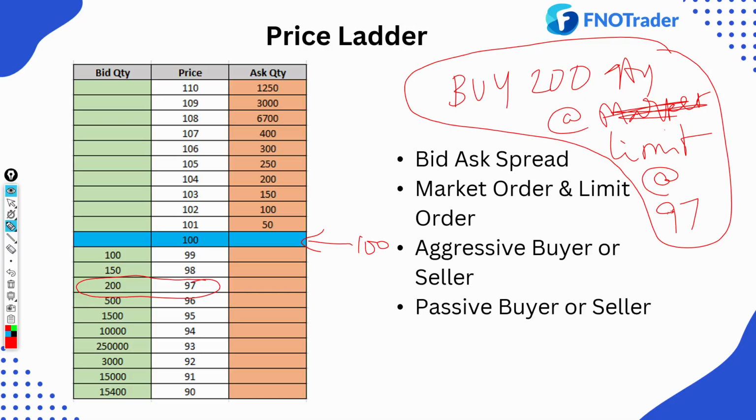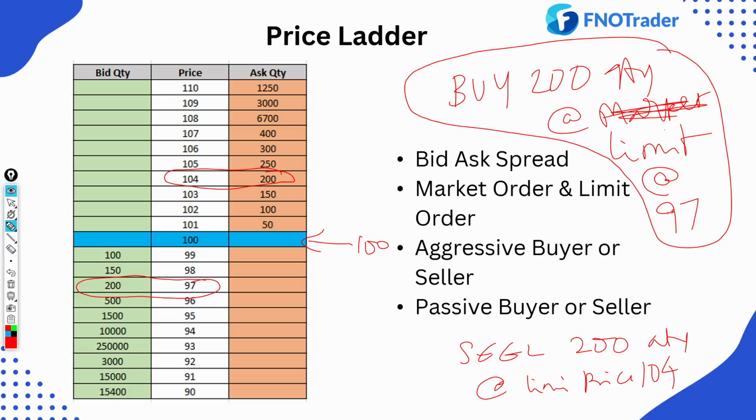Now there is another person who will say sell 200 quantity at a limit price of, I would say, 104. Now when this happens, that order goes and sits at 104, which is the price. 200 quantity sits on the ask side. So this is bid and this is ask, this is your price. You also call this a price ladder or a depth of market.